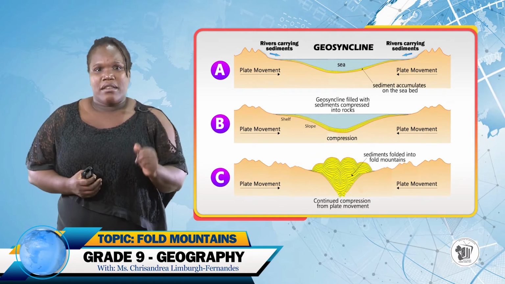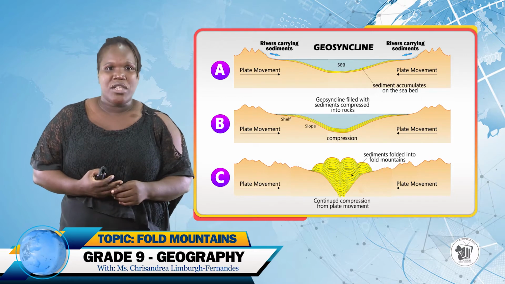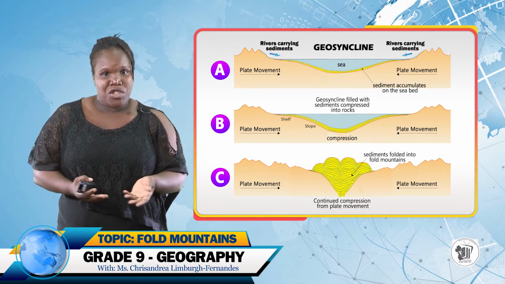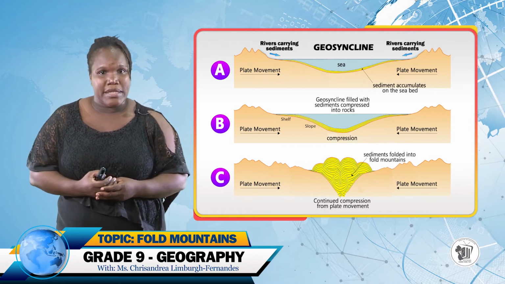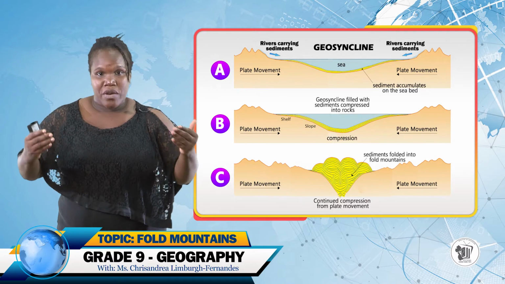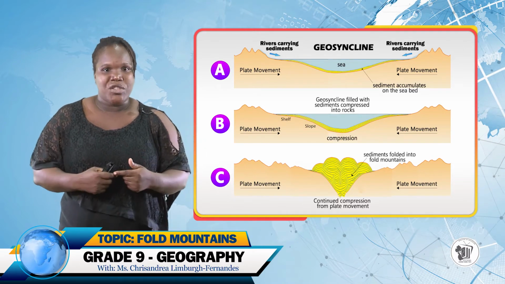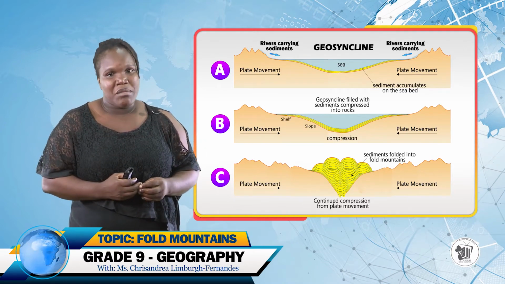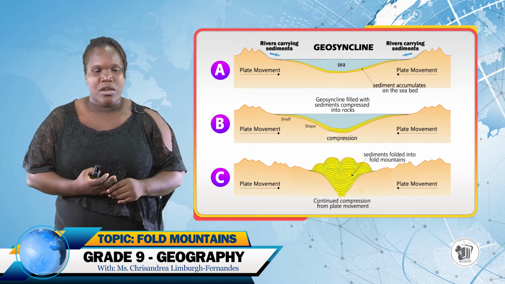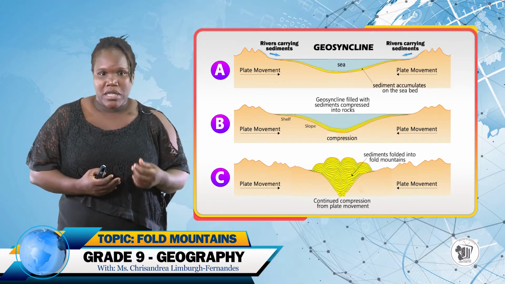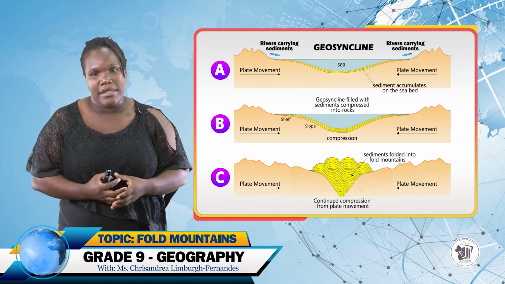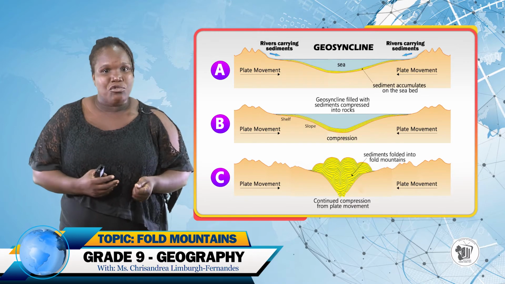As we see in part A of the illustration, we see the geosyncline, which is the depression between the two plates. The arrows above show sediments from the river falling into the depression, accumulating at the bottom of the seabed. In part B of this illustration, we're seeing that after a period of time, these sediments are compressed and compacted together, forming sedimentary rocks.